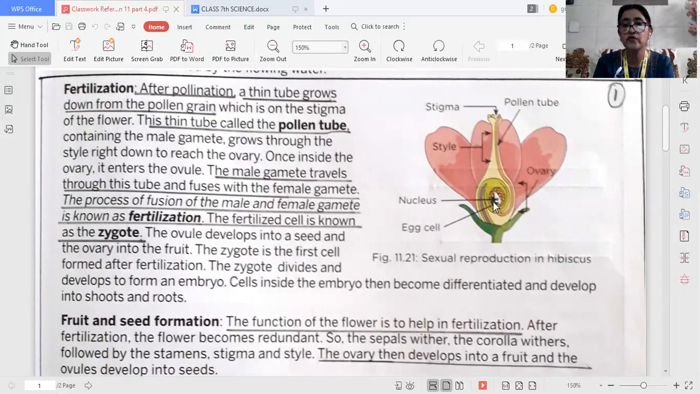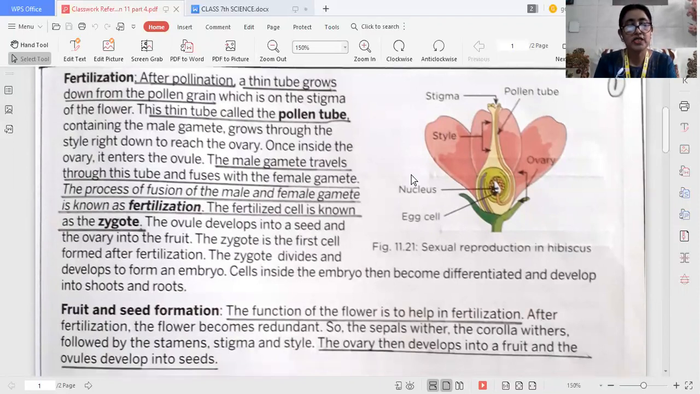Now the ovules will develop into seeds and the ovary will develop into fruit. The zygote is the first cell formed after fertilization and then it divides and develops into an embryo. Now how the fruit and seed formation takes place.